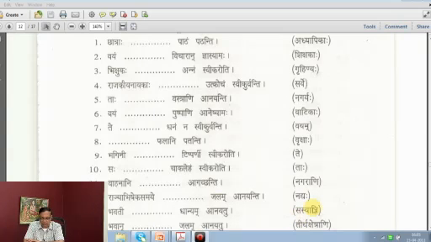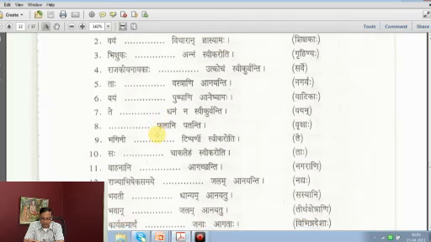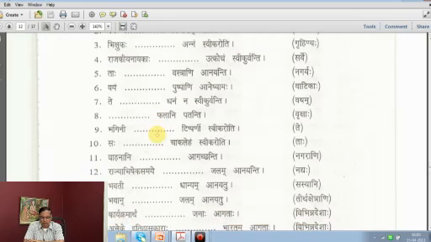So the sentence is Te Asmat Dhanam Nasvi Kurvanti. They don't take money from us. Asmat means from us. 8th one. Vrikshaha is given. So put Vrikshaha like Balaha in Panchami. Balebhyaha. Vrikshebhyaha Patanti. Very simple. Fruits fall from the trees. Vrikshebhyaha Phalani Patanti.